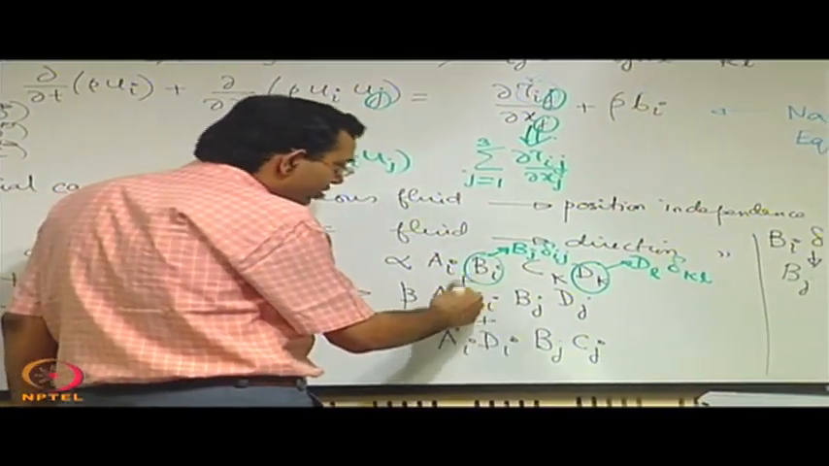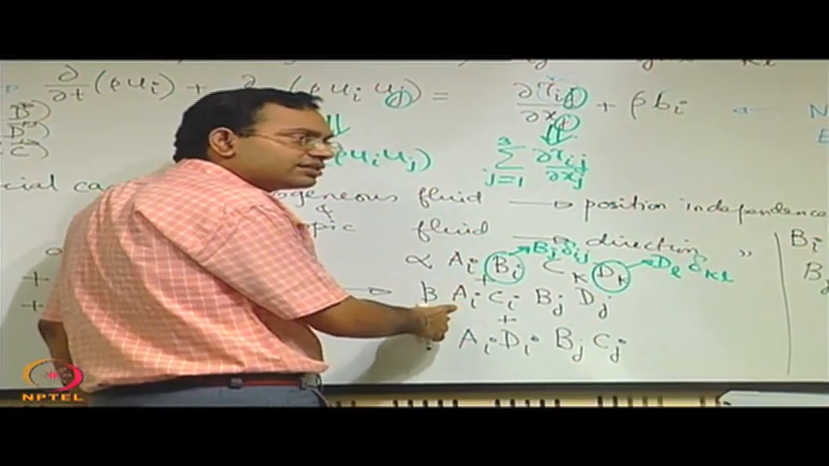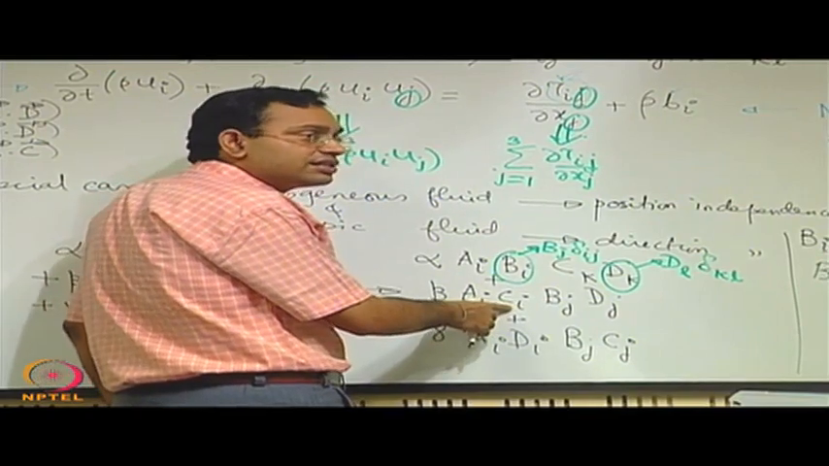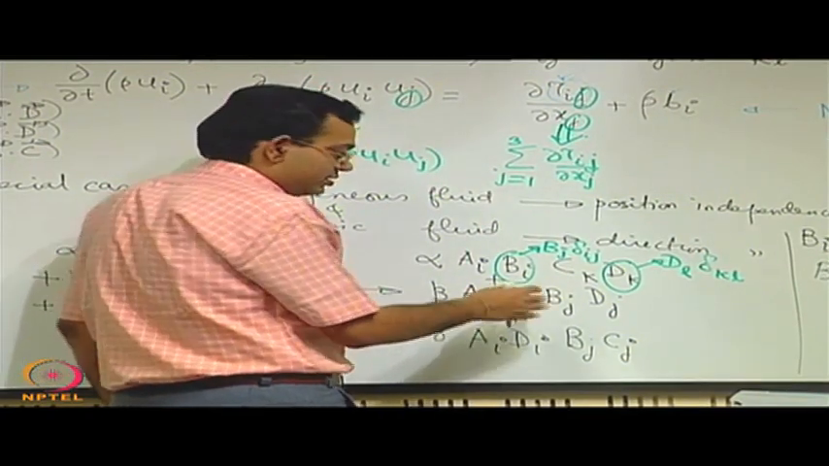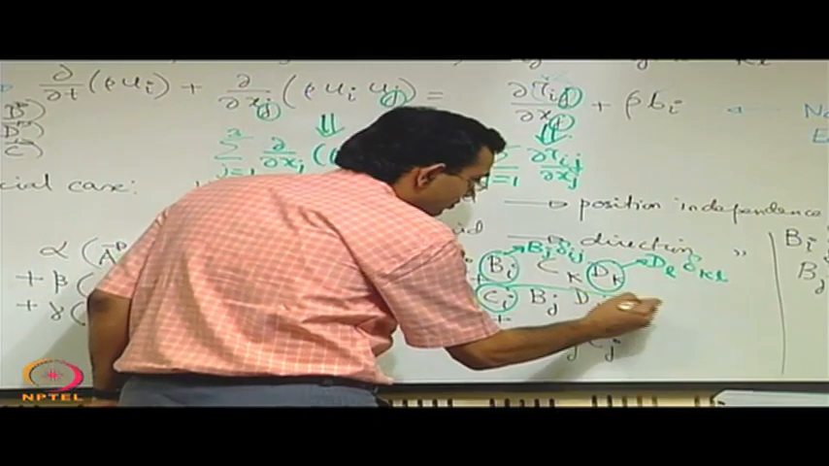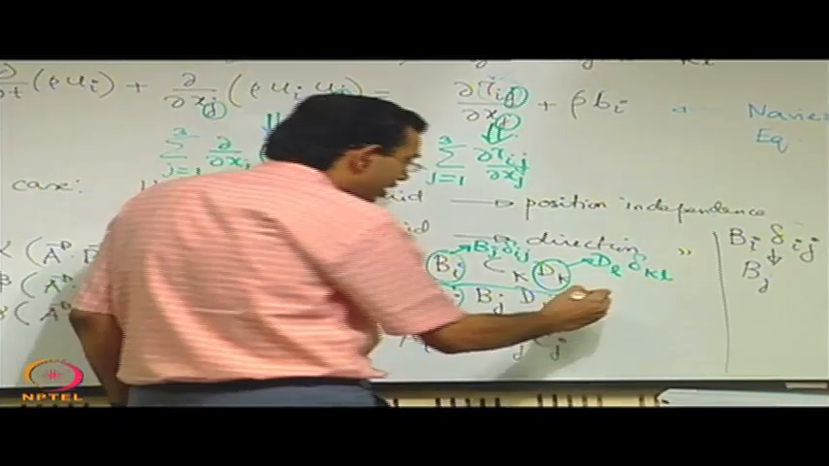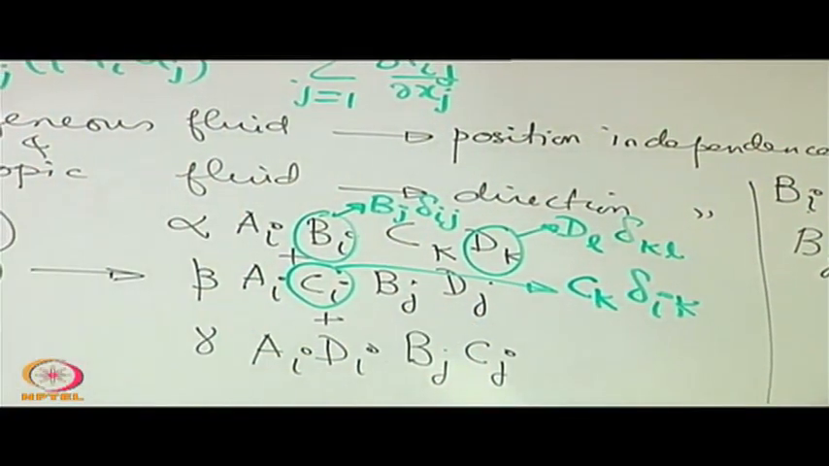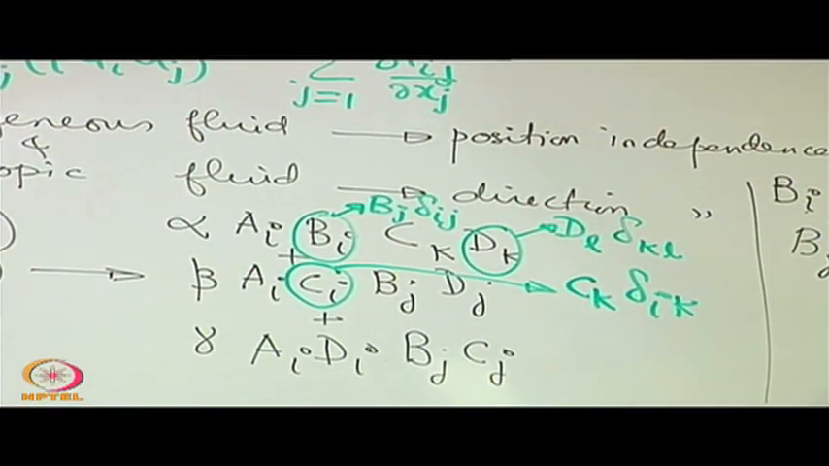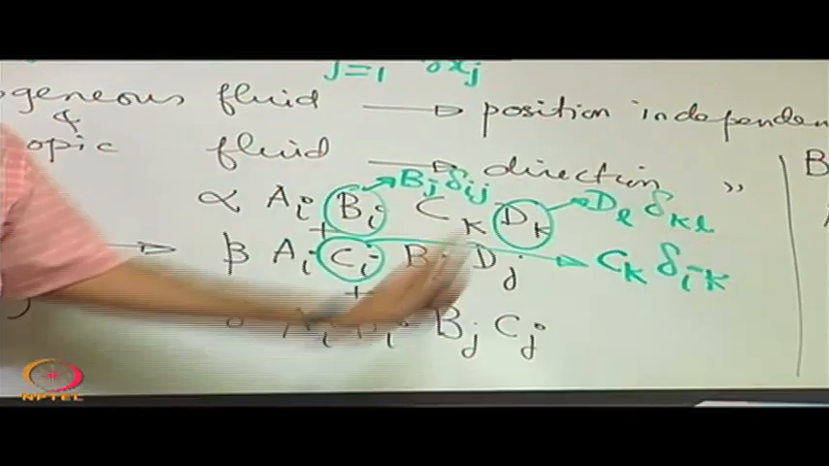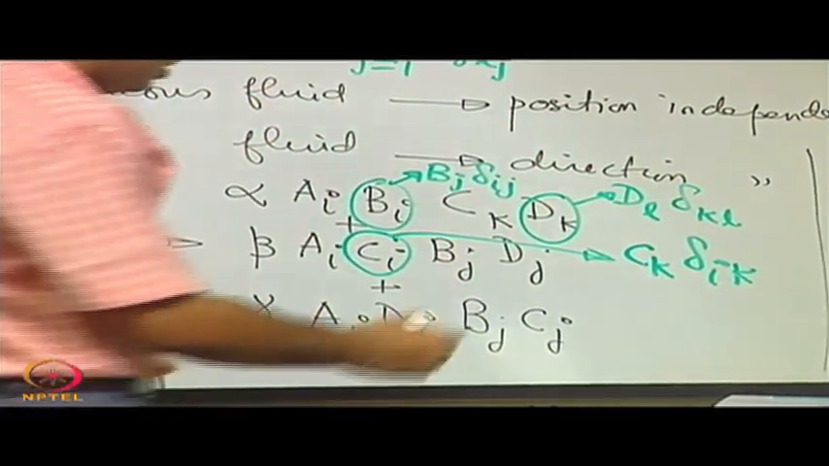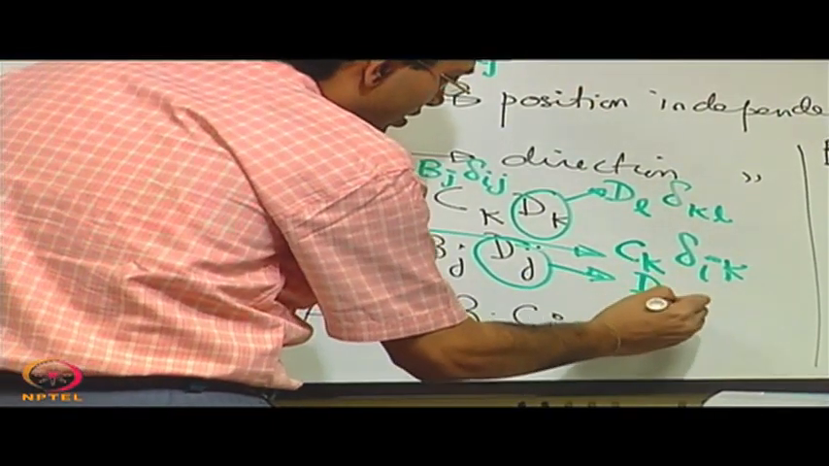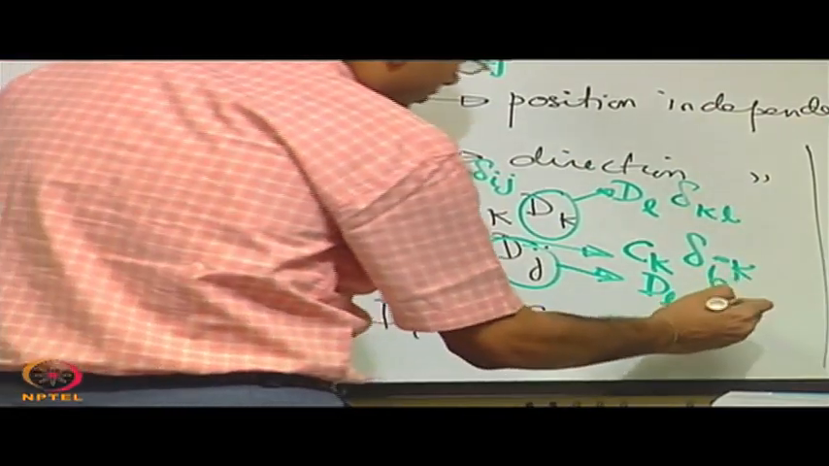Similarly, let us look into the second term. Let us say we keep ai, bj is there, we want to change ci to ck. So, what will be the transformation? Ck into delta ik. It is a transformation from i to k, that is why delta ik. Then we want to change dj to dl, so dl into delta jl.